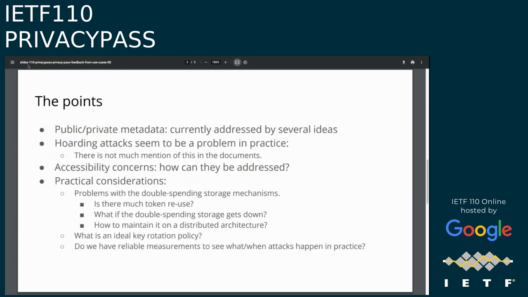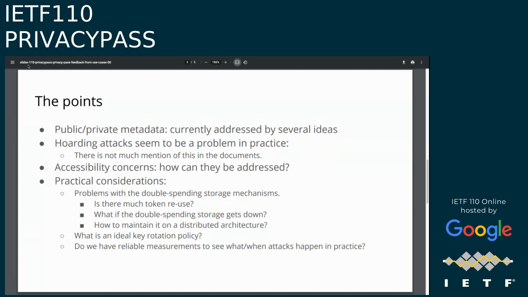Next slide, please. What were the more interesting points that a lot of the presentations touched upon? Some of them have already been discussed in the previous presentations shown today. One of the points was the problem of public and private metadata and how to add it into an implementation of PrivacyPass. There are already a lot of proposals around this matter, so I will not go into details. But indeed, in the architectural document, there are some mentions of how to add in metadata, but sometimes not as specific as the implementation we actually want.